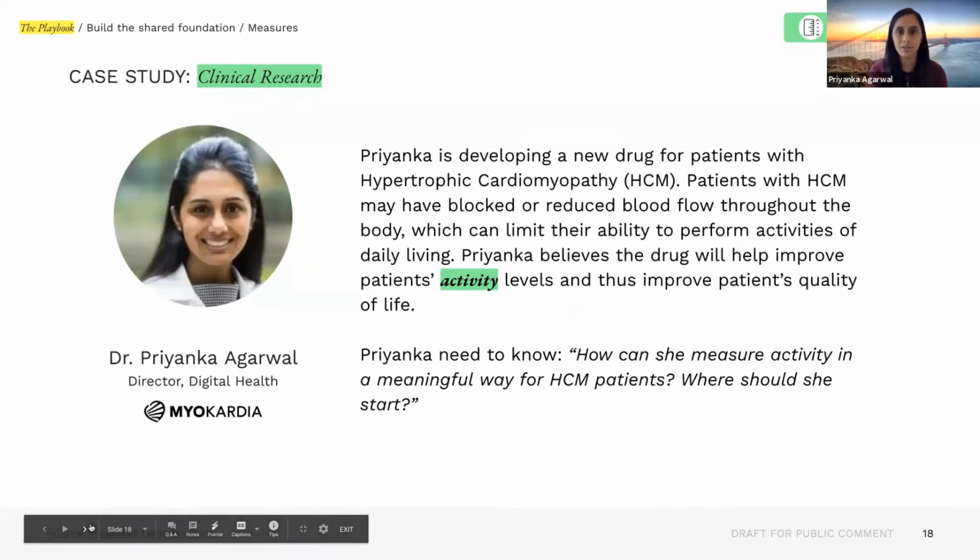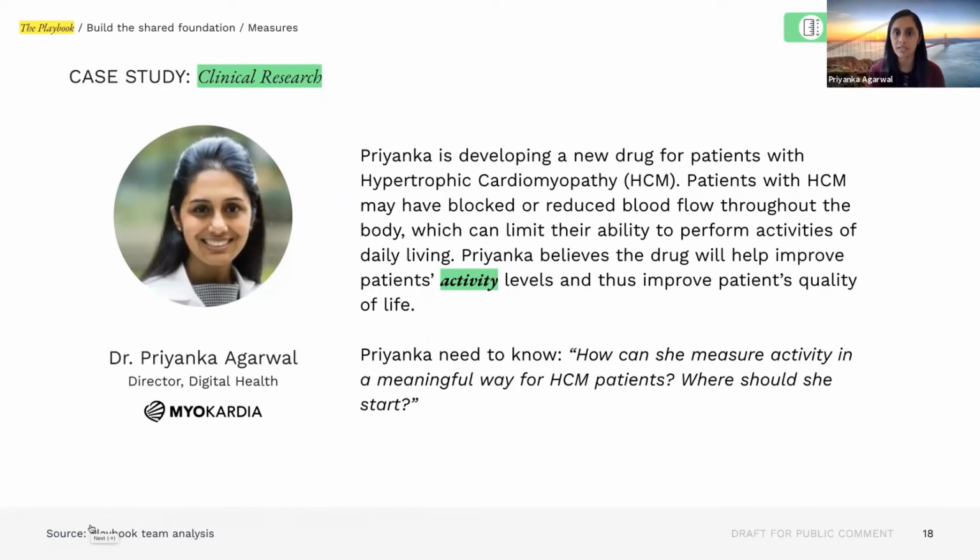Thanks so much, Tom. So I'm going to dive in and offer some experience from MyoKardia using activity as an endpoint in several of our trials. Just to give you all some background, MyoKardia is a small pharmaceutical company focused on cardiovascular disease and developing precision therapeutics. Our first focus has been on the disease hypertrophic cardiomyopathy, which is the most commonly inherited cardiomyopathy. It has an autosomal dominant inheritance.